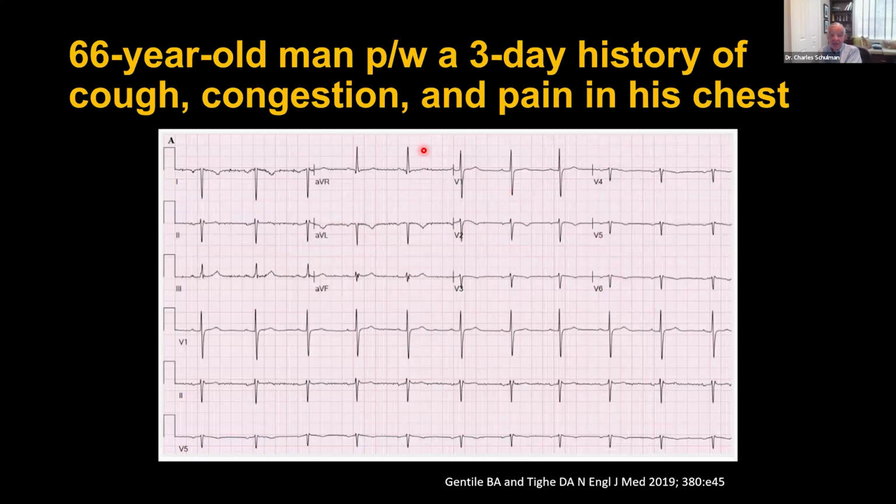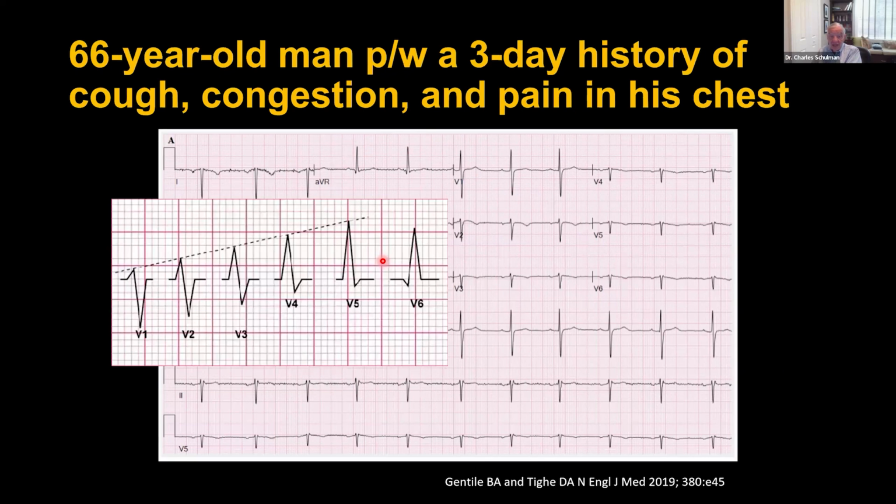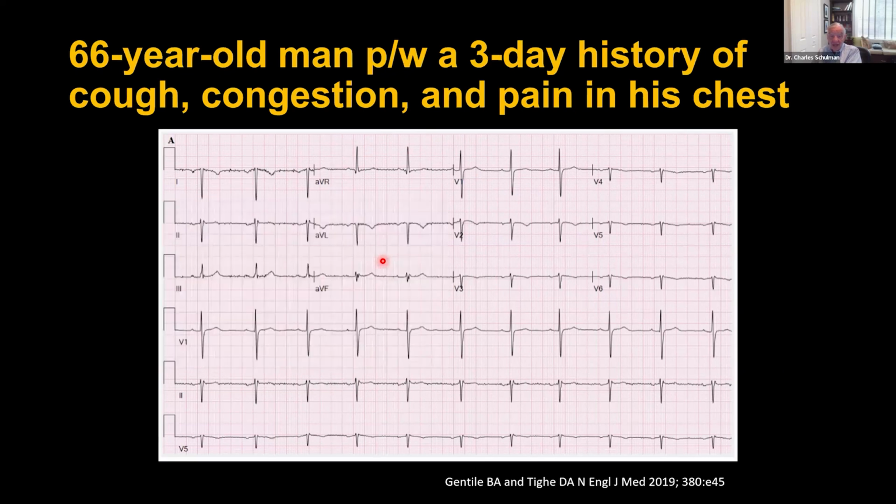So here's a 66-year-old man who presented with a 3-day history of cough, congestion, and pain in his chest. And lo and behold, his axis is exactly the same as the other one, right? Minus 180 degrees. Is this arm lead reversal? And how do you know?